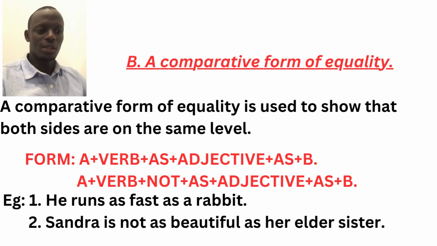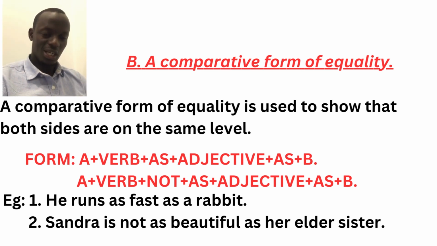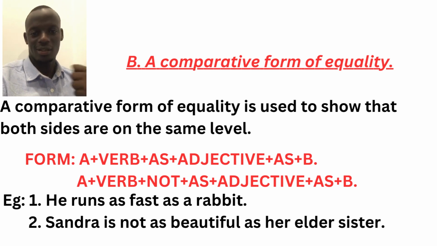Now let's look at another form of comparative, which is comparative of equality. When we say equality, we say that one side is on the same level as another side. We said earlier, in the comparative form of inferiority, that sugar is less important than salt. Now, in this form, we are going to show that both are equally important. How are we going to do it? We use the word as plus adjective plus as, without changing the form of the adjective, okay?